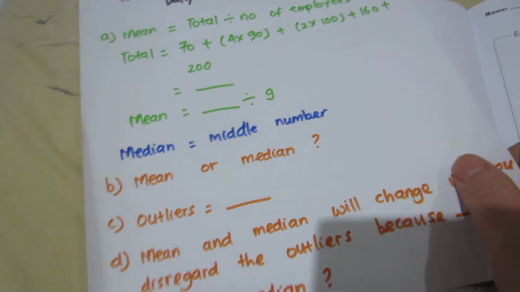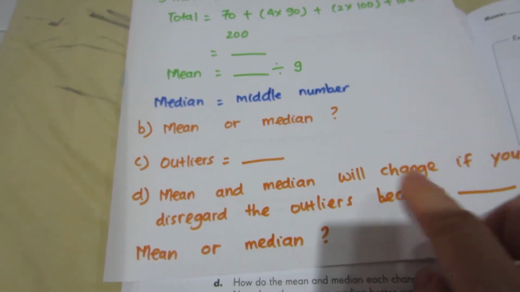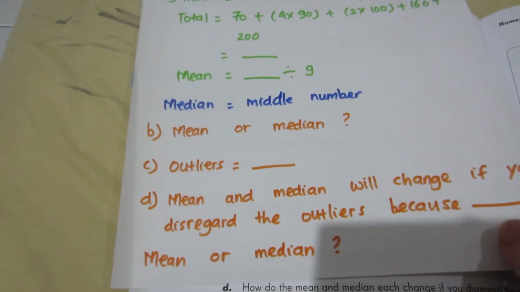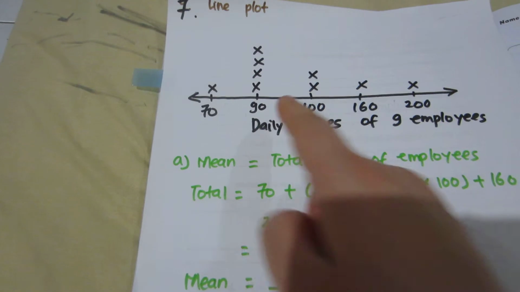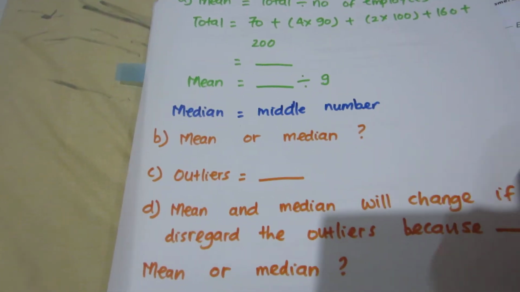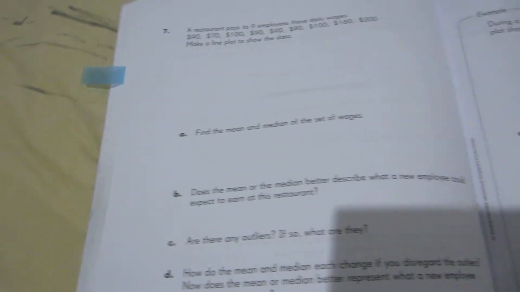Next, is it the mean or the median of the new data without the outlier that is close to the new workers' salary? So please count everything first before you can answer D. Next, number 8.